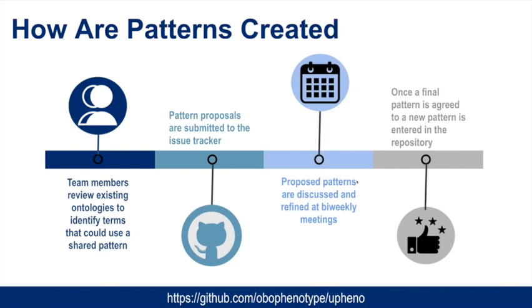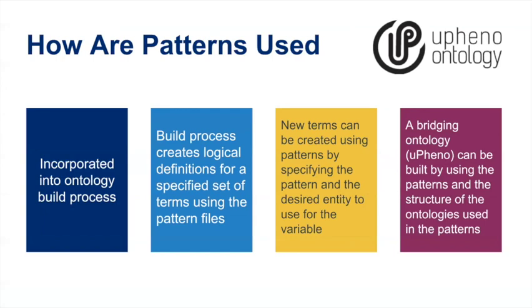And then once we had agreed on a final pattern, we entered it into the repository, and these are all available for anyone to use. And we also went through and applied a lot of these patterns to the existing terms in our ontologies to ensure that they were consistent. So now this pattern workflow is incorporated into our ontology build process. So as we add new terms, we ensure that we use these patterns to apply these logical definitions consistently across the terms.